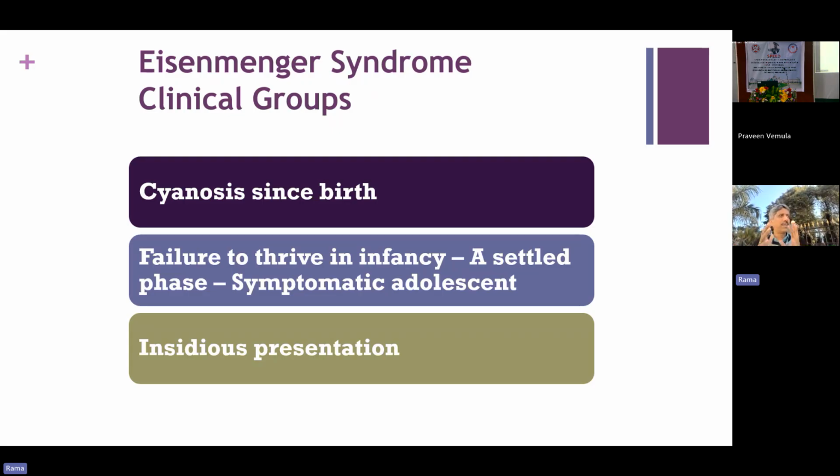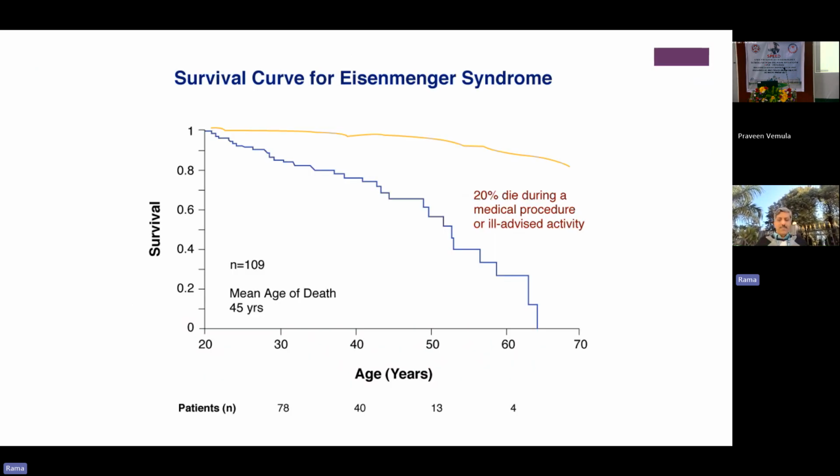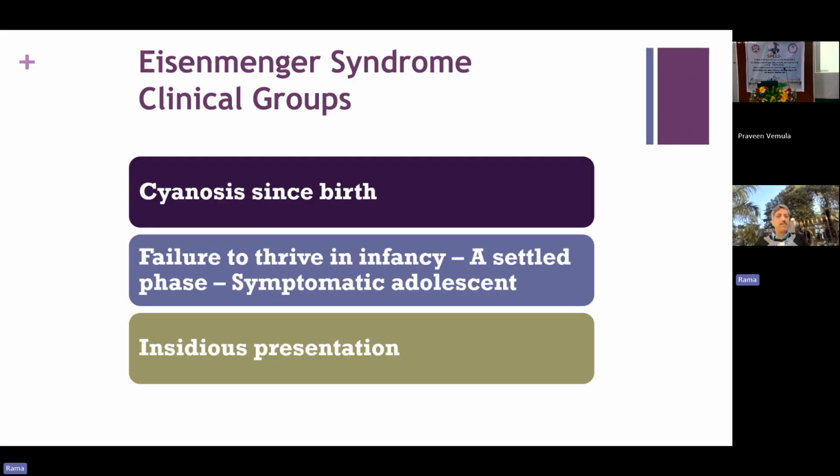The heart failure settles down, the recurrent pneumonia settles down, and then they come later with a symptomatic adolescent phase. That is classically found in around 50 to 60% of patients. The insidious presentation is also very common in our situation, where they have never been shown to have heart disease and suddenly present at around 16 to 20 years of age with exertional limitation and onset of cyanosis.